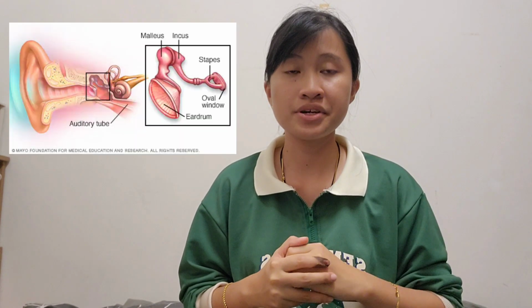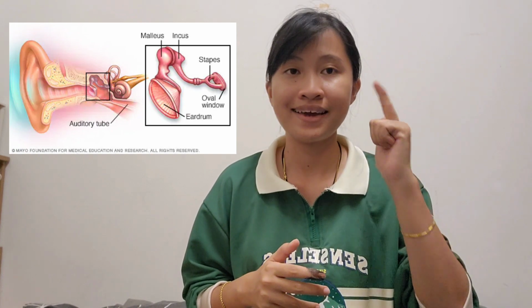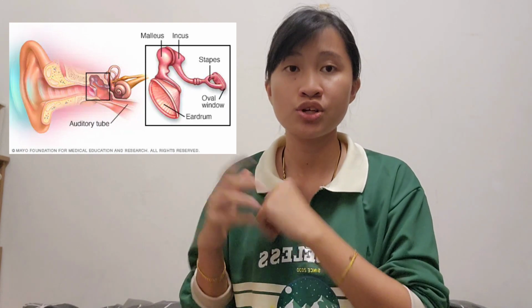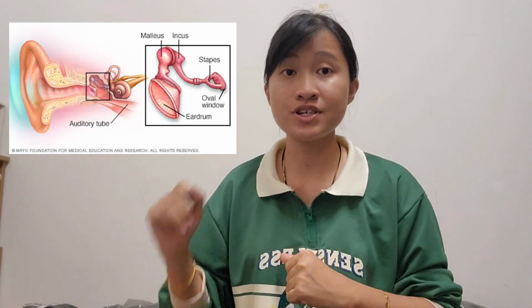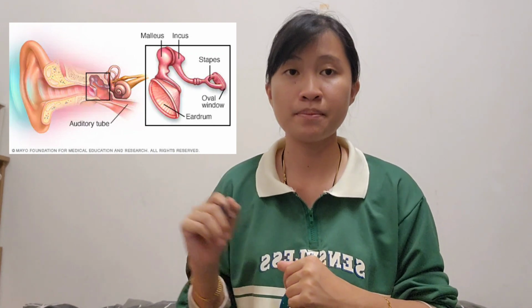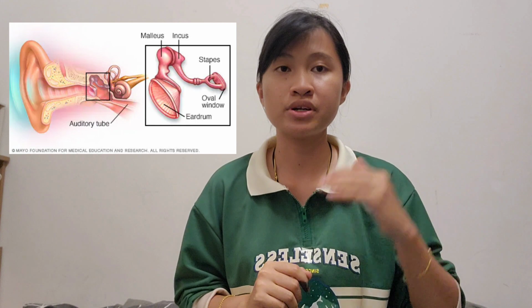Next, step number 3. In step number 3, the vibration of the eardrum would affect 3 ear bones. These 3 ear bones are called malleus, incus, and stapes. So the malleus is directly attached to the eardrum, and therefore when the eardrum vibrates, the malleus is the first one to move. The movement of the malleus would then trigger the movement of the incus, which would then cause the activation of the stapes. Now we'll move on to step number 4.